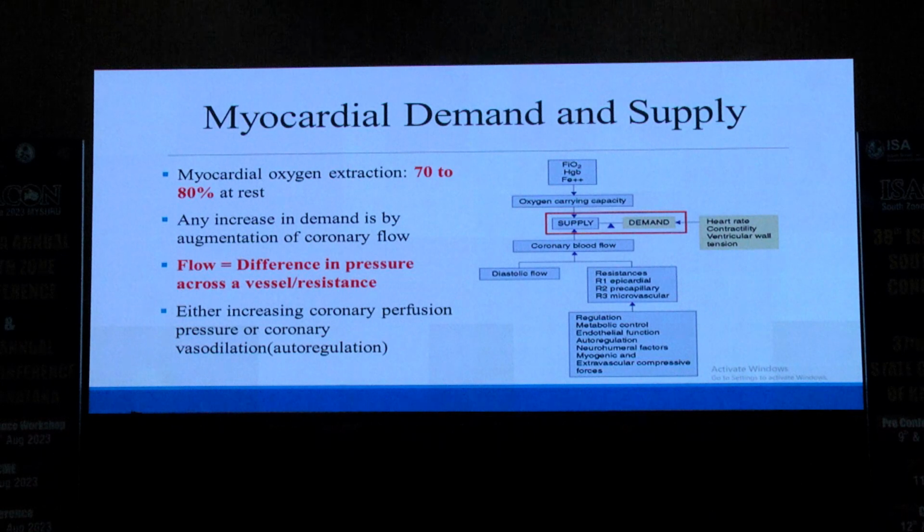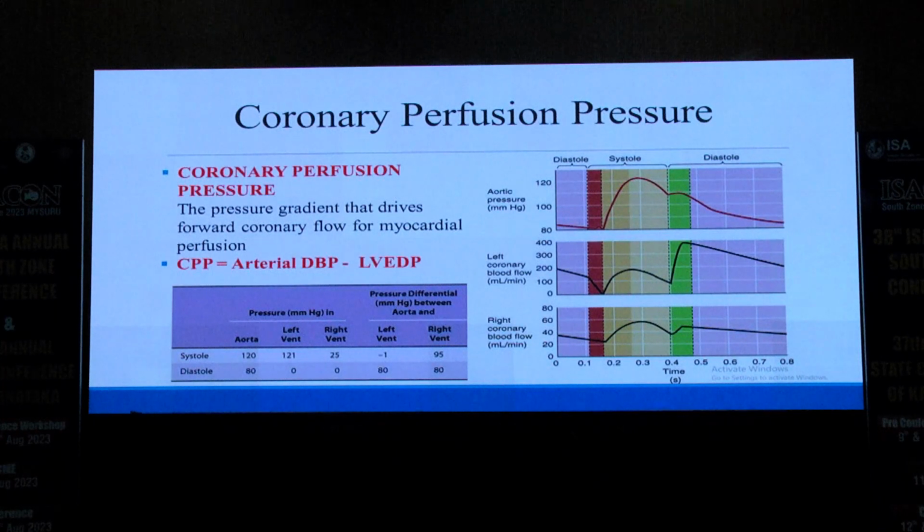From physics, we know that flow is directly proportional to the pressure difference across the vessel. This pressure difference is mainly determined by the coronary perfusion pressure. It is that gradient that drives the forward coronary flow for myocardial perfusion. It is given by the difference between the aortic diastolic blood pressure and the left ventricular end diastolic pressure.